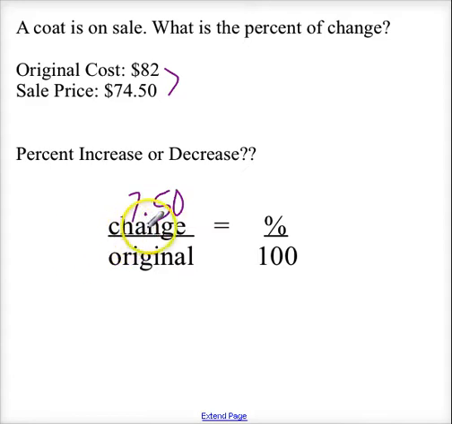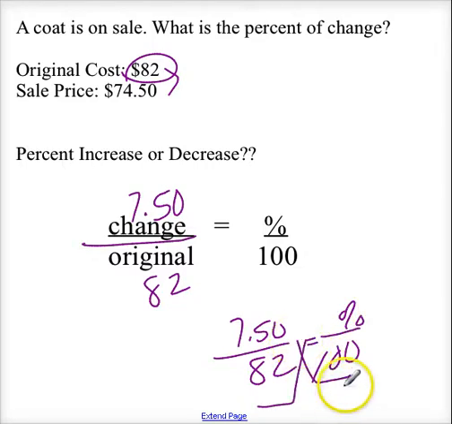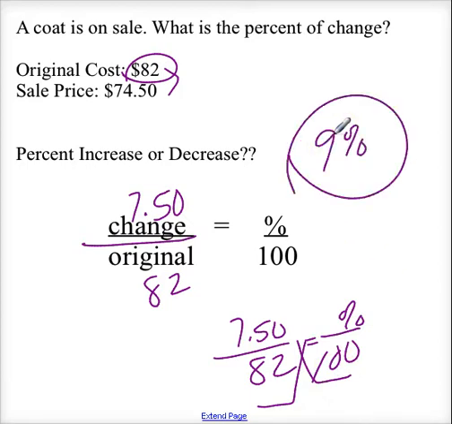That's what you put on the numerator. Then you put it over the original amount. Well, that was 82. So 7.50 over 82 equals percent over 100. So we're solving for percent. Now I'm just cross multiplying and dividing by 82, and I get 9%. Okay?